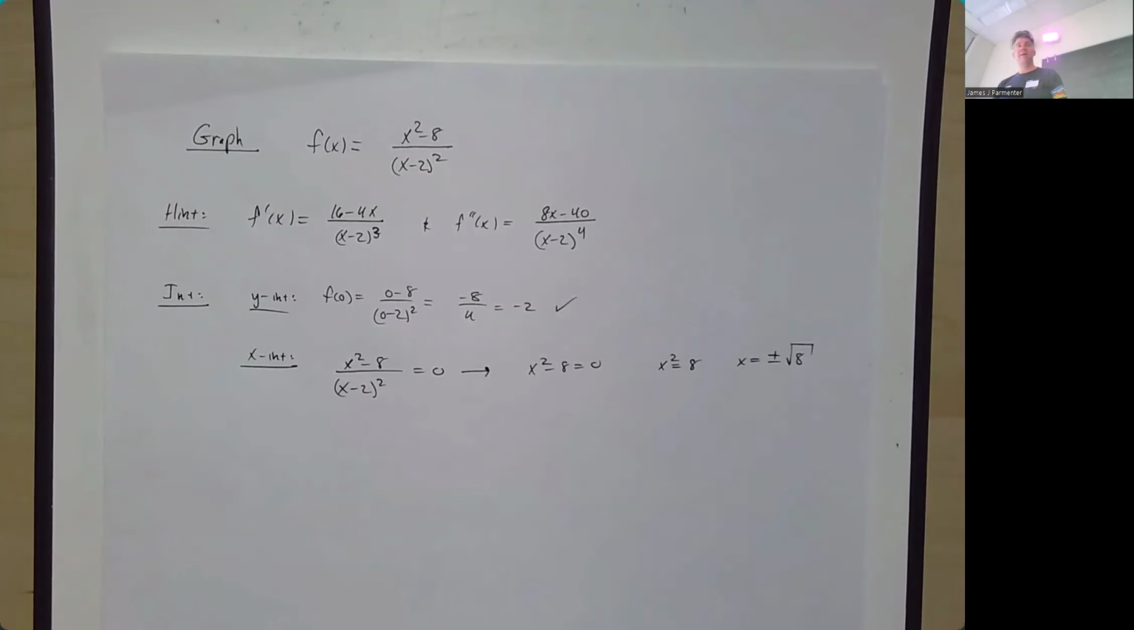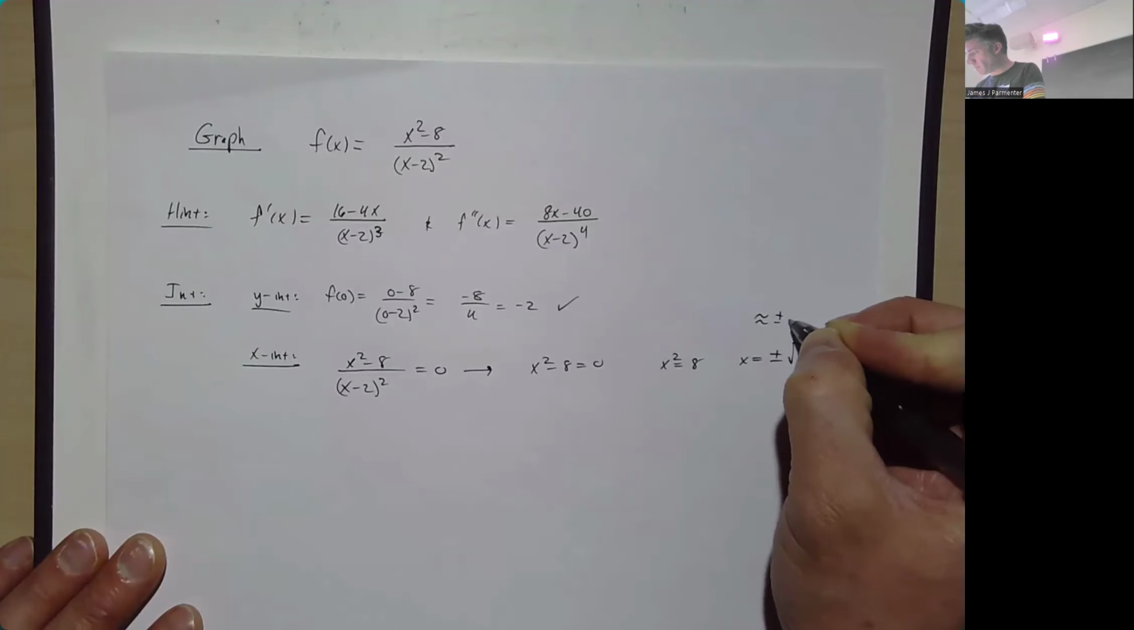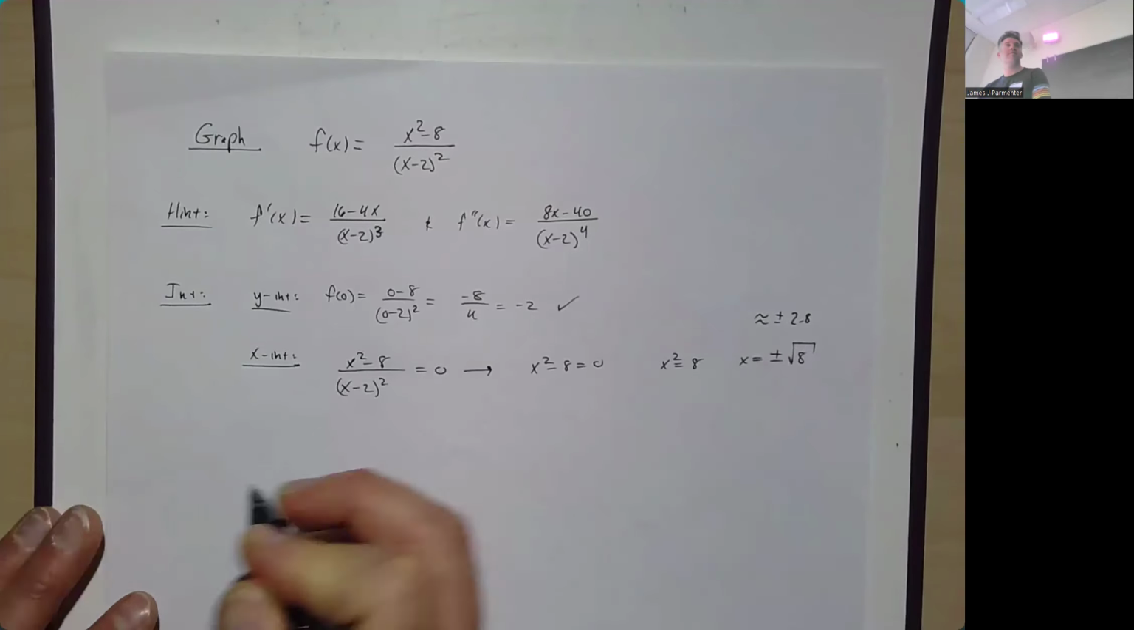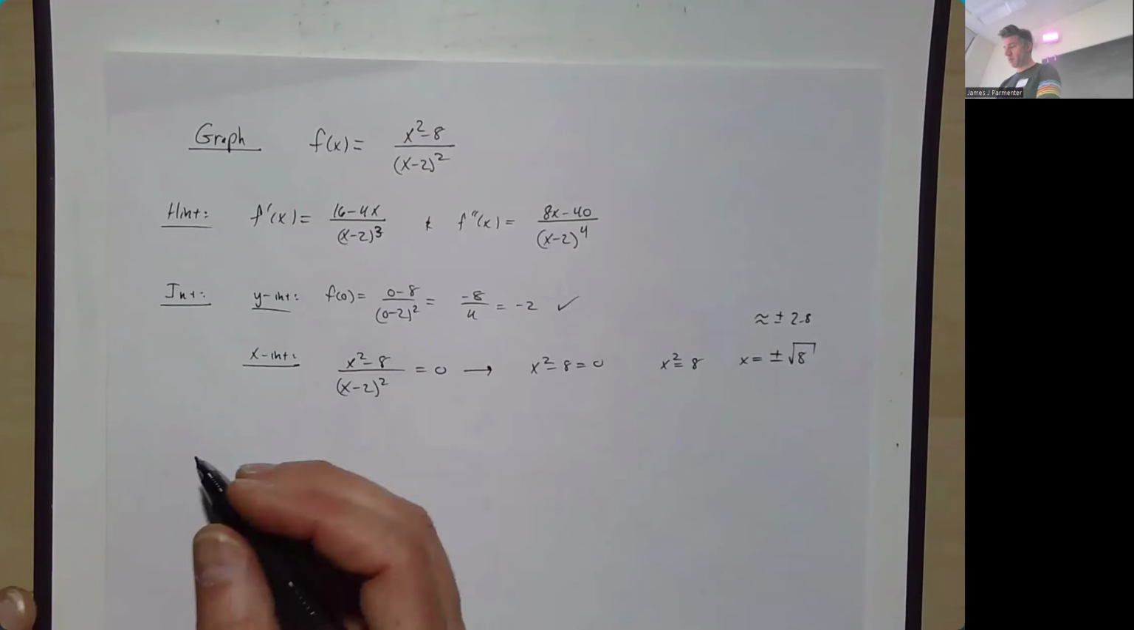But they're not terrible. So I'm thinking about this. I'm like, oh, well, my x-intercepts are essentially plus or minus almost 3. So a little bit left of positive 3 and a little bit right of negative 3. Because the square root of 9 is 3 and the square root of 8 is less than that. It's about plus or minus 2.8. But again, we don't really need to know that. We just need to know it's smaller than 3.